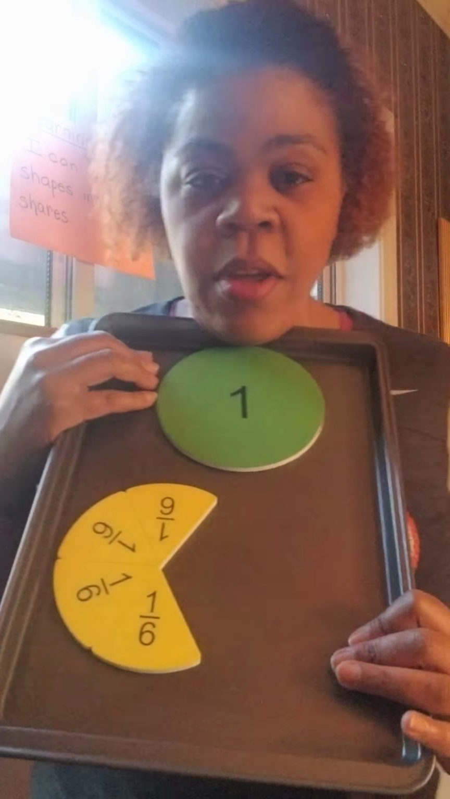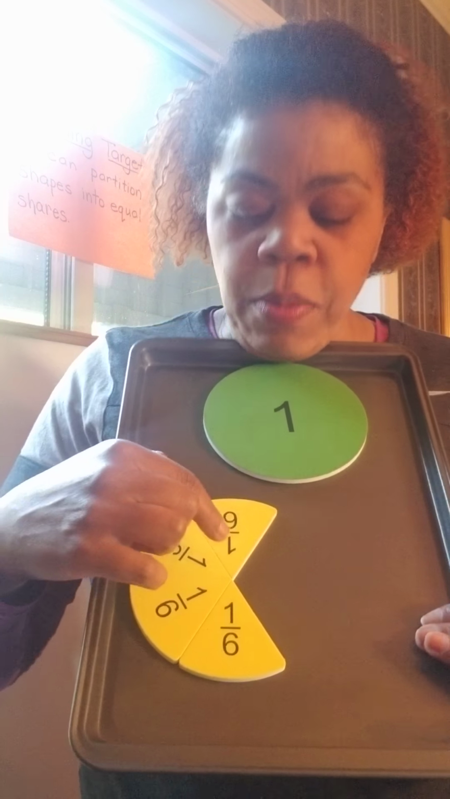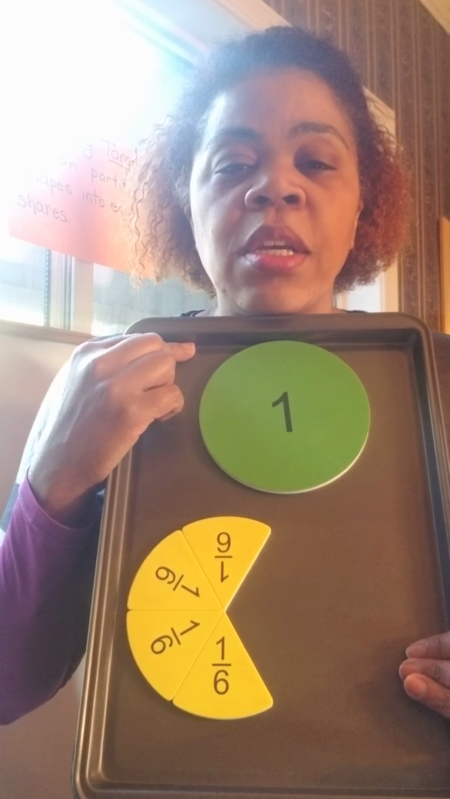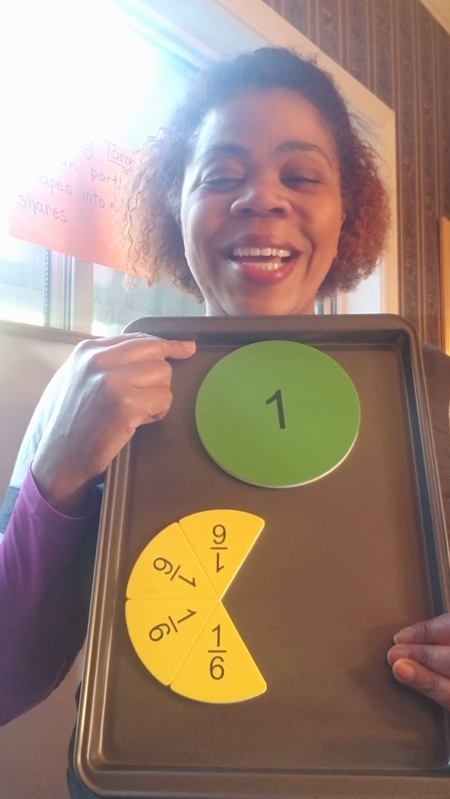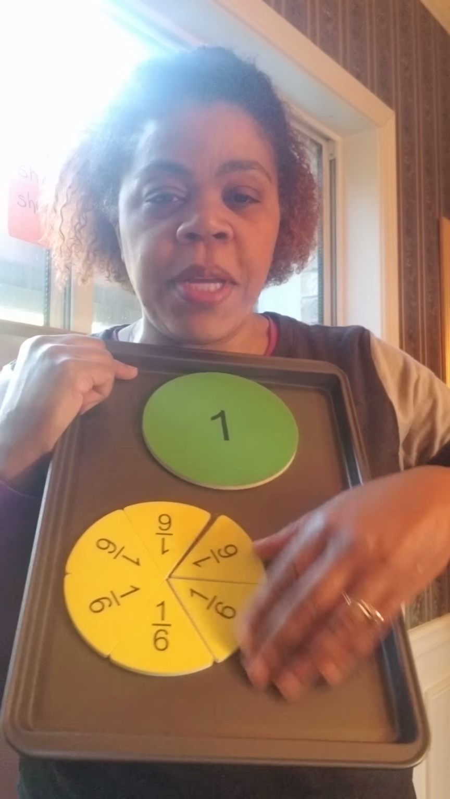Here we go. How is this pie divided? Into 6. What's missing? We only have 1, 2, 3, 4 of the 6 pieces. So how much is missing? 2/6 is missing. There's the extra 2 pieces, right?